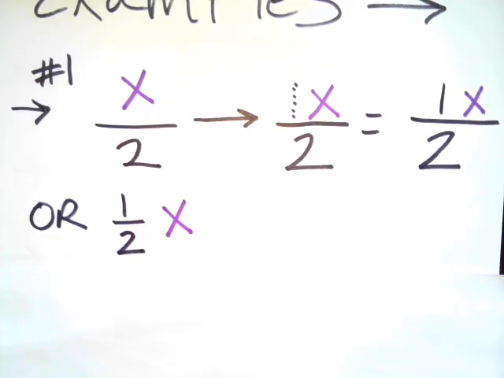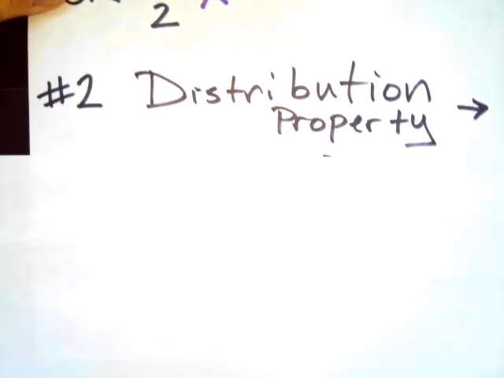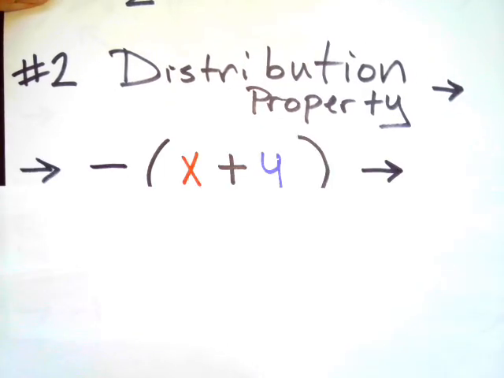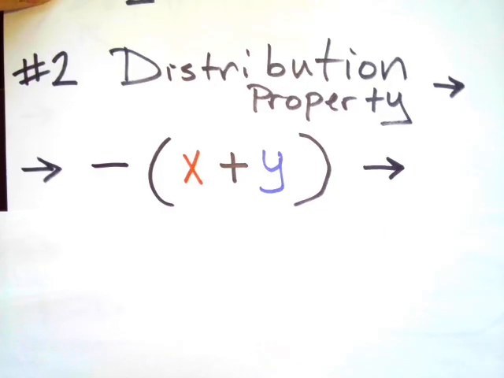You're only clarifying for yourself in order to perform any operation. Let's take a look at some more examples. Here, during the distribution property I just mentioned previously, you have a negative outside of the parentheses here.